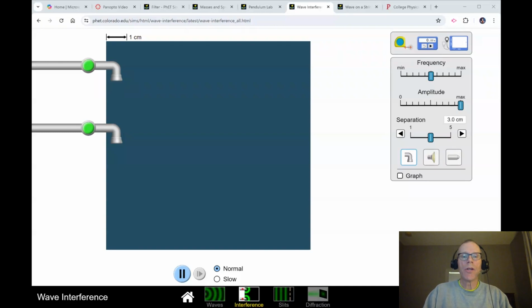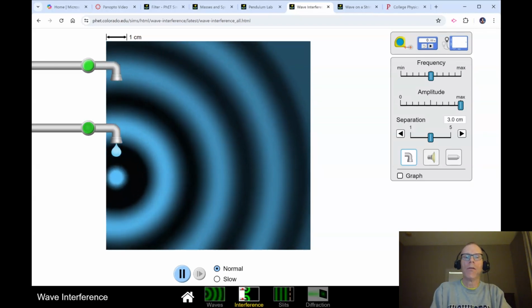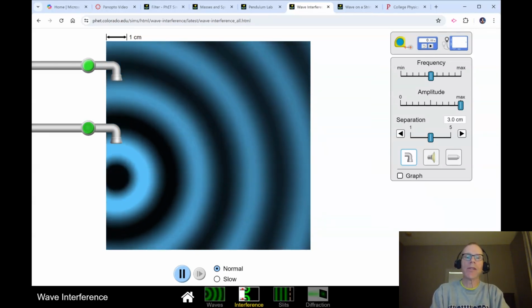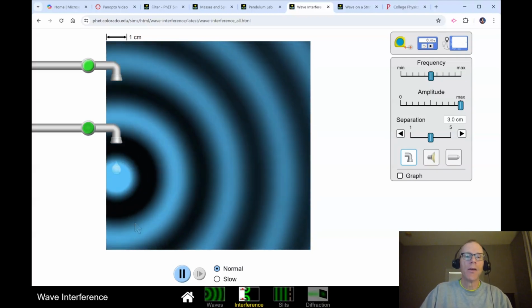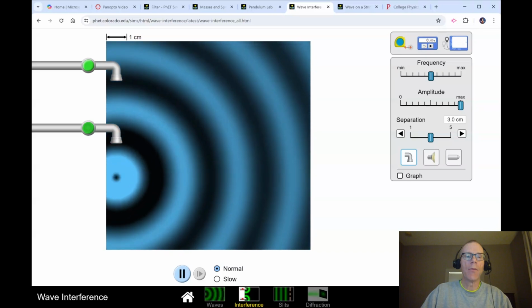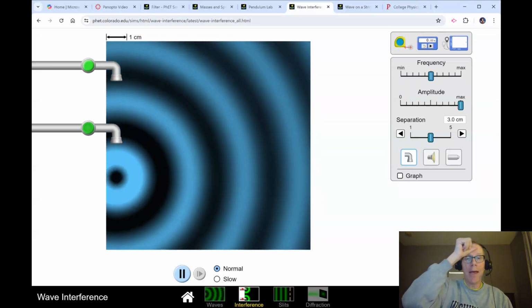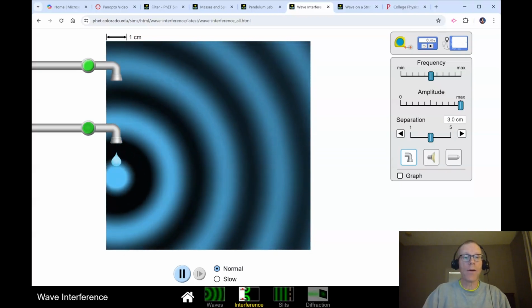In this video, we're just going to do a couple brief qualitative wave investigations using two PhET activities. First one, wave interference. So we've got a faucet that's dripping water into the sink. And we can look at this, and the blue is the peak of the wave, and the dark part is the trough of the wave.